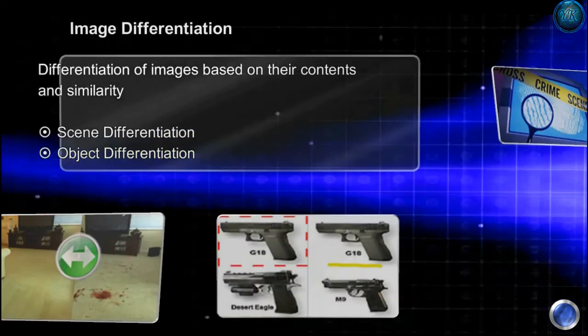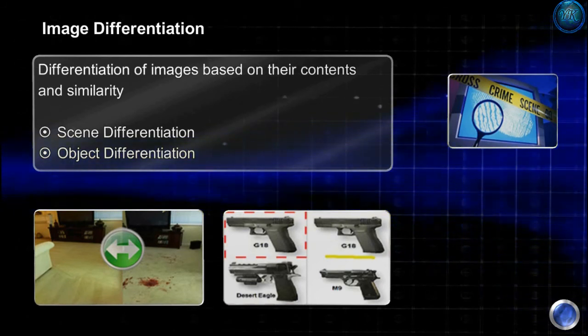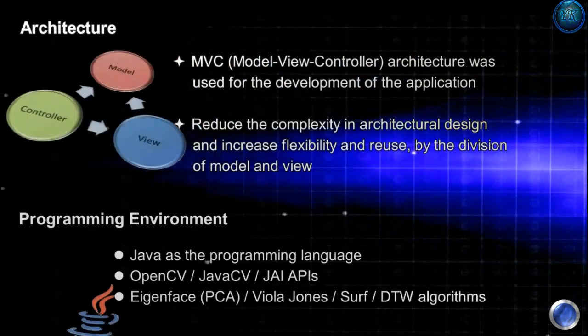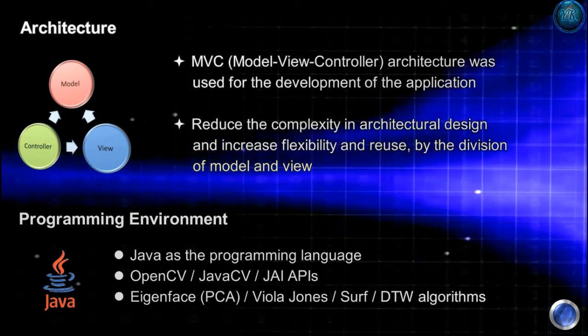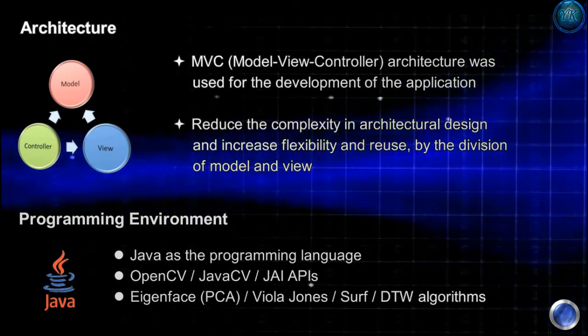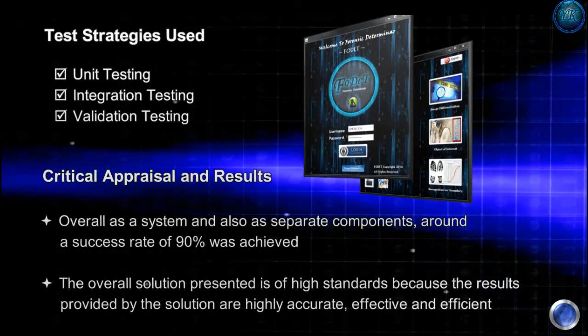Image differentiation was divided into scene differentiation and object differentiation. This happens based on the image contents and their similarity. The architecture used for the development was the MVC architecture, and the programming environment was Java. OpenCV and JavaCV, as well as Java Advanced Imaging libraries, were very helpful. Testing was done: unit, integration and validation testing.